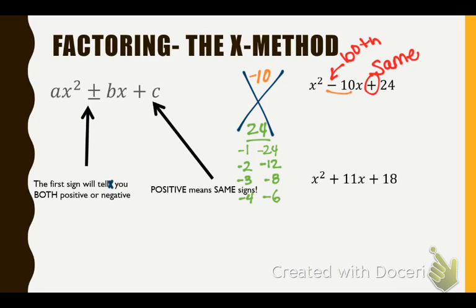Which one of these adds up to negative 10? Negative 4 and negative 6. So these are our two factors. They multiply to positive 24, but they add up to negative 10. So we write x minus 4, x minus 6.